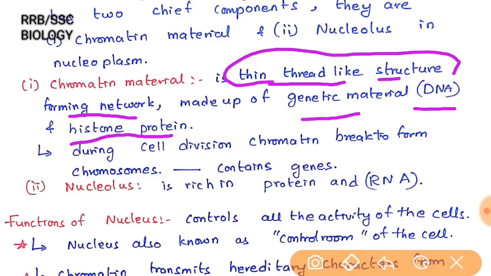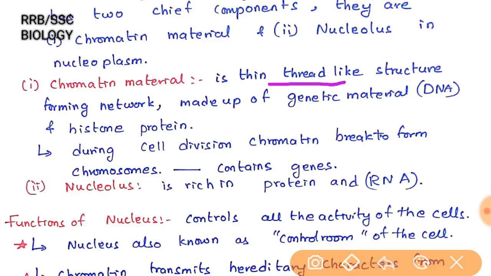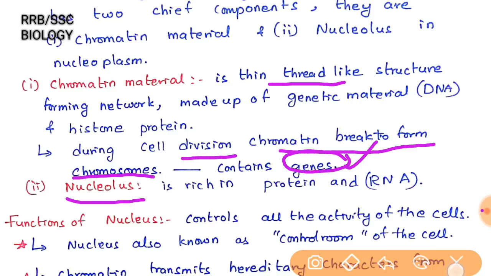Histone protein, friends. During cell division, chromatin breaks to form chromosomes, which contain genes. Usually this chromatin material can be seen at the time of division of cells. Chromosomes, you know, carry the genes from the parent material to the child material.